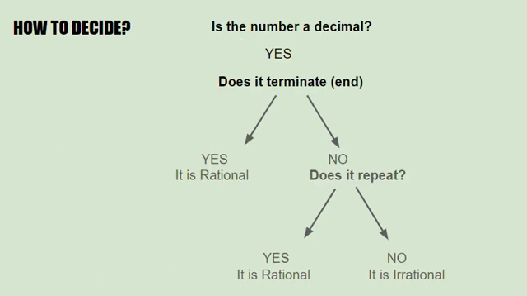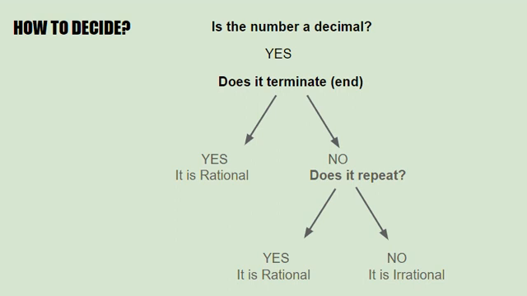The final one that's a bit tricky is if it's a decimal. So if the number is a decimal, the first thing you need to ask yourself is, does it terminate, or does it end? Something like 1.36, that ends. That means it's rational. We can write that as a fraction. What if it doesn't end? Okay, so then you ask yourself, does it repeat?